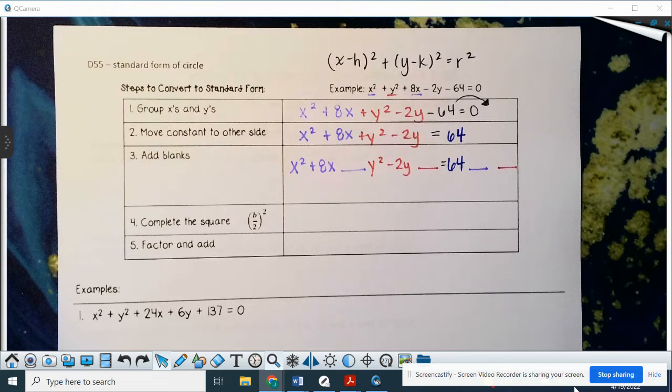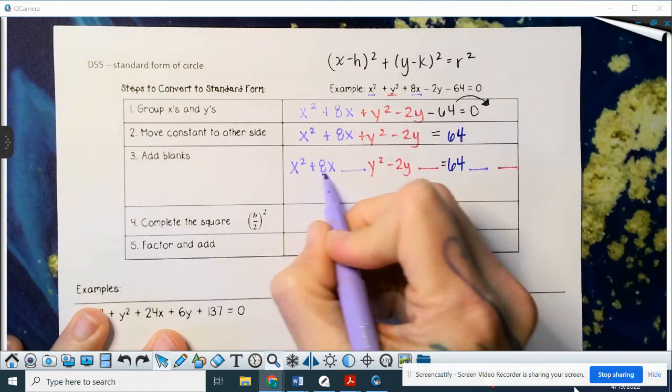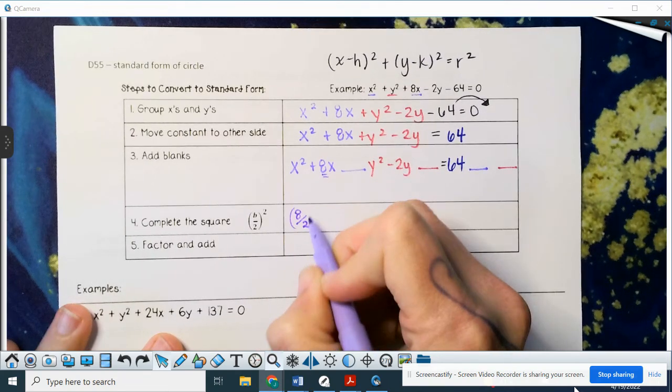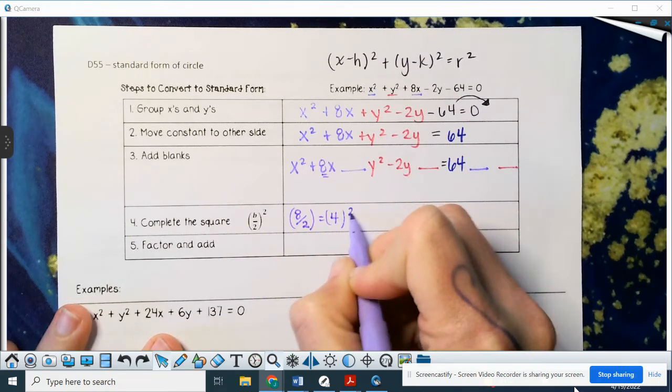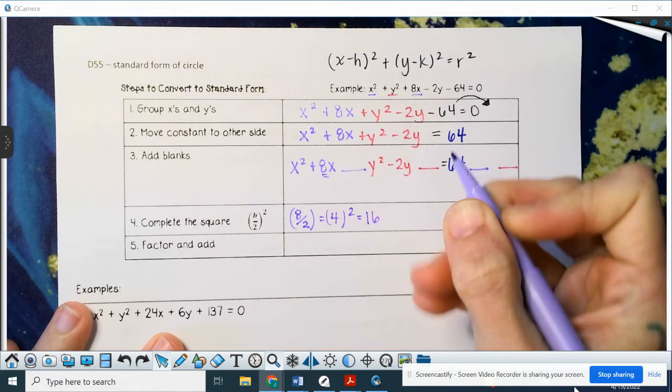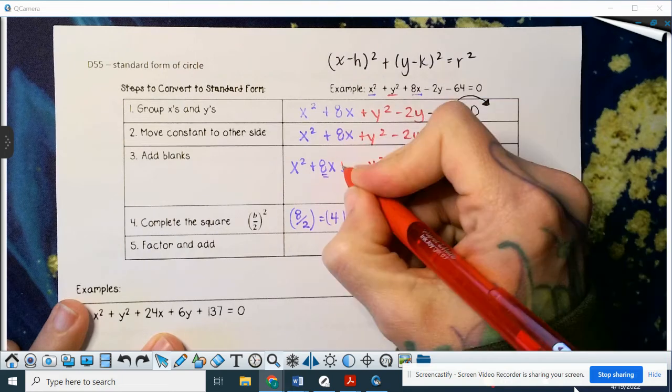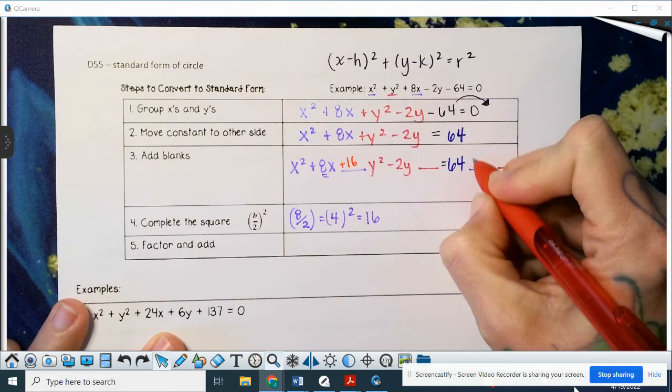Complete the square. So we're going to take each of those as if they were just individual quadratics. And I'm going to take my b value, which is going to be 8 here. So 8 divided by 2, which is going to give me 4. I'm going to square it. It's going to give me 16. So then I'm going to put a 16 with my x's on both sides. So if I do a 16 on this side, I have to do a 16 on that side.